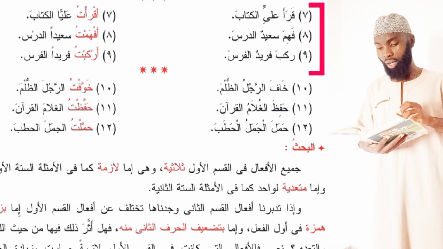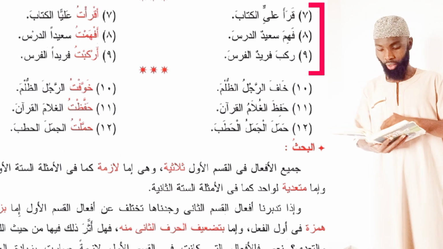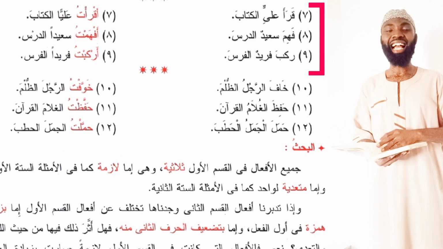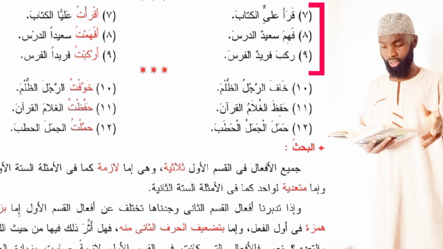We have qara'a aliyun al-kitaba, Ali read the book. Aqra'tu aliyan al-kitaba, I made Ali read the book. We have fahima Sa'idun ad-darsa, Sa'id understood the lesson. Can you see? Afhamtu Sa'idan ad-darsa, I made Sa'id understand the lesson. Fahima, he understood. Afhamtuhu, I made him understand. Rakiba Faridun al-farasa, Farid rode the horse. Then we have arkabtu Faridan al-farasa, I made Farid ride the horse.